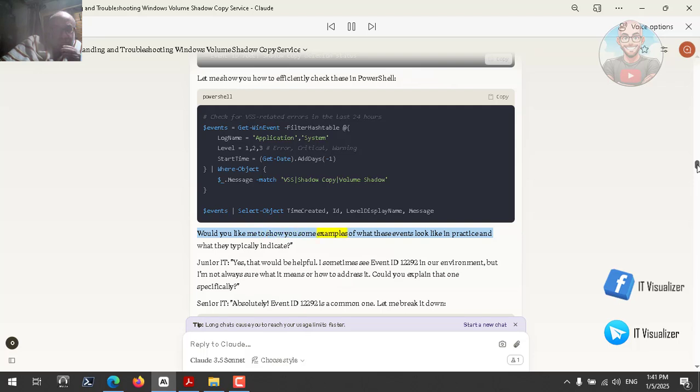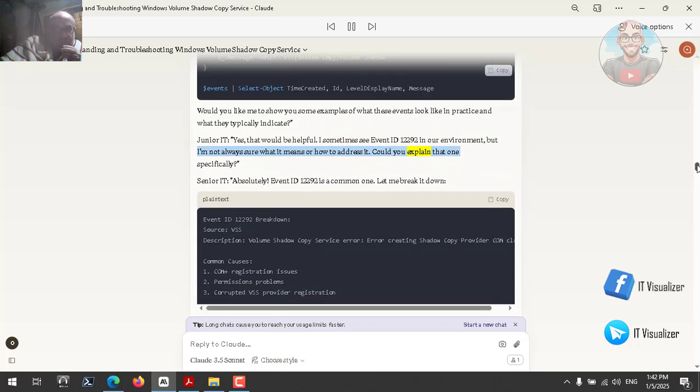Would you like me to show you some examples of what these events look like in practice and what they typically indicate? Junior IT. Yes, that would be helpful. I sometimes see event ID 12292 in our environment, but I'm not always sure what it means or how to address it. Could you explain that one specifically? Senior IT. Absolutely. Event ID 12292 is a common one. Let me break it down.